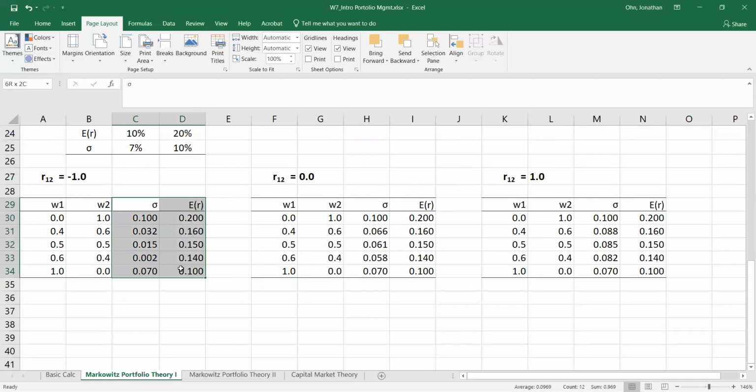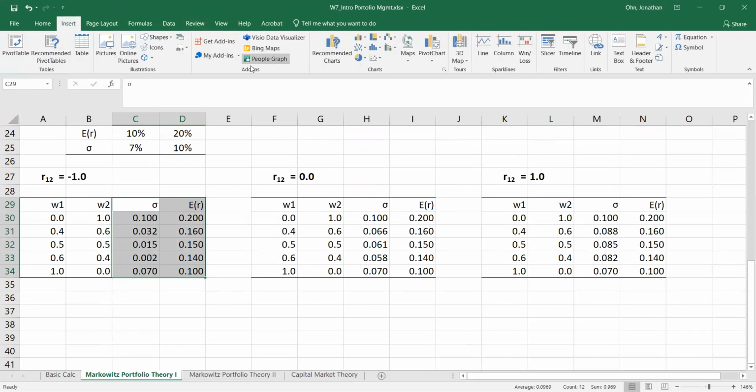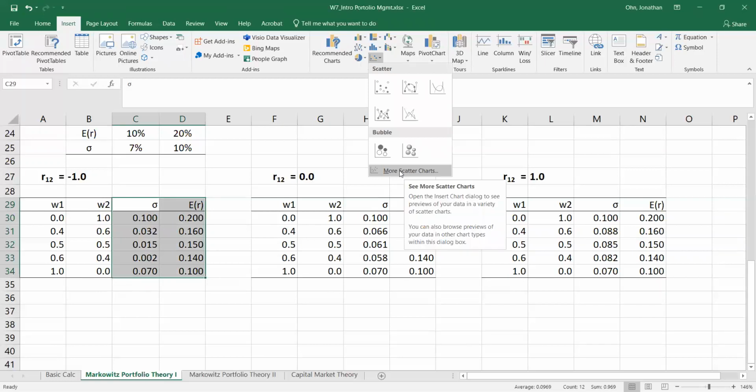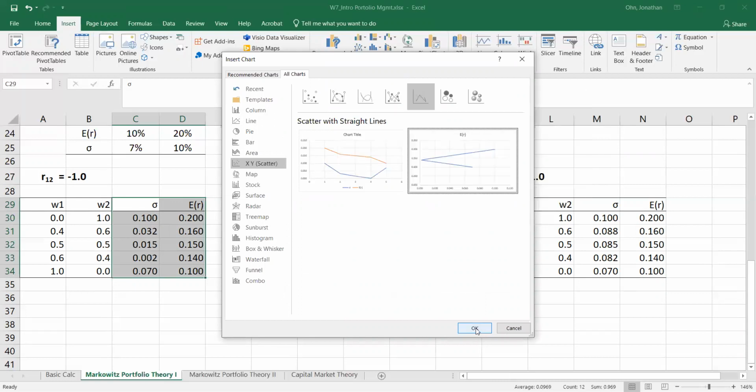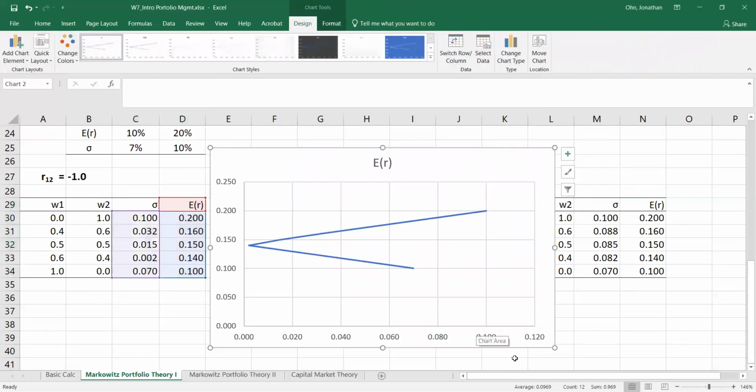So I just highlight these two columns and then insert a graph. Where is graph? Graph. And then you go to scatter chart and XY. You have to pick XY and then this one. Okay, and then you pick this one here. You see that? Now, the X axis shows the standard deviation. The Y axis is expected return.